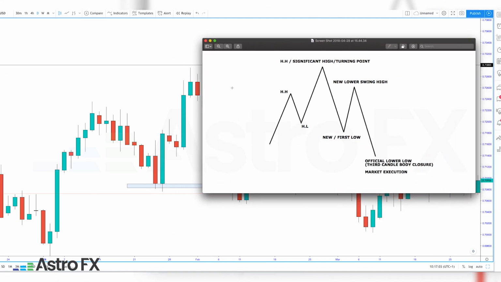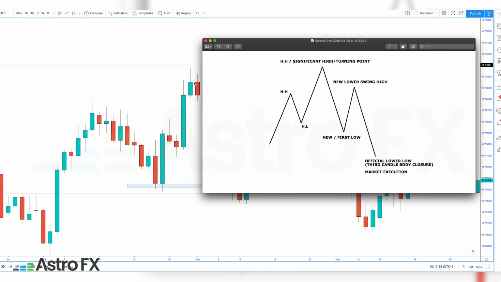1, 2, 3. So the market, we start here, we start at the open, we push all the way up, we make a high where the wick is, higher high. We pull back to close at the body, here. Market runs, rallies right back to the highs, creates the wick. Market then pulls back, okay, to the body.